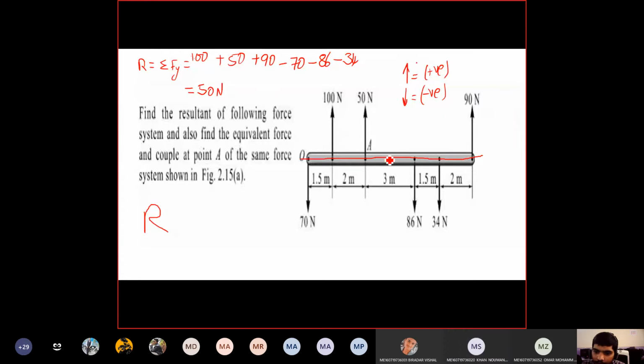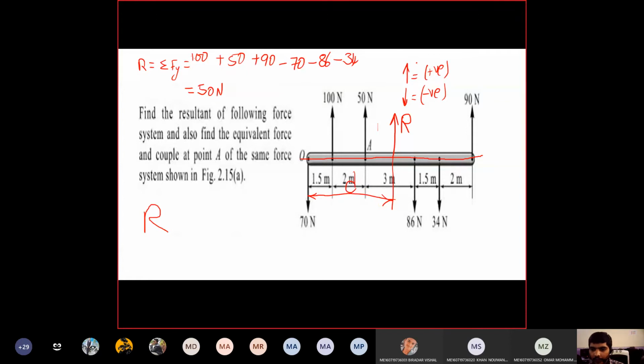Positive means somewhere on this force system we are getting this R value, the net effect. But I don't know the distance from this point to this point. Now we have to calculate it. In the previous case, concurrent force systems, after calculating the resultant force we calculated the theta value. But in this parallel force system, we have to calculate this distance.